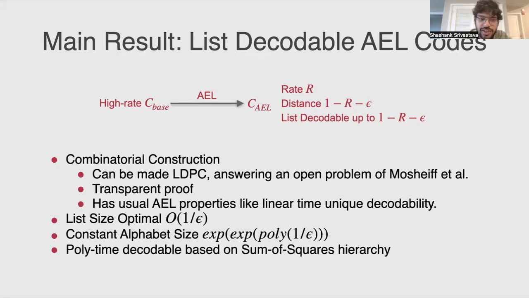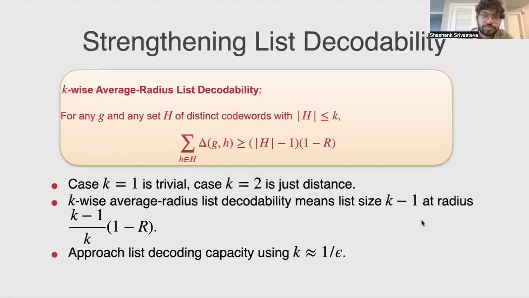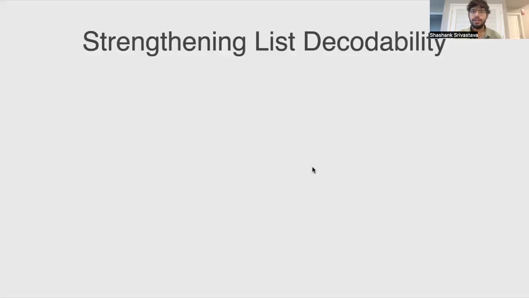In this work, we showed that these codes are also polynomial time decodable based on the sum of squares hierarchy. In a follow-up work with Madhur Tulsiani, we also showed that these codes are not just polynomial time decodable, but actually near linear time decodable using regularity lemmas. One of the key insights in our work is that strengthening the property of list decodability to talk about not just the list size, but a certain stronger property, allows us to give simpler proofs of this local to global transfer of such a property.